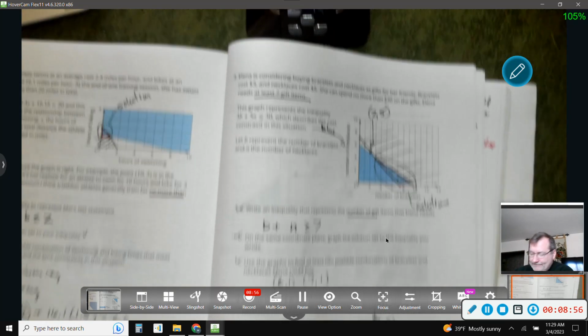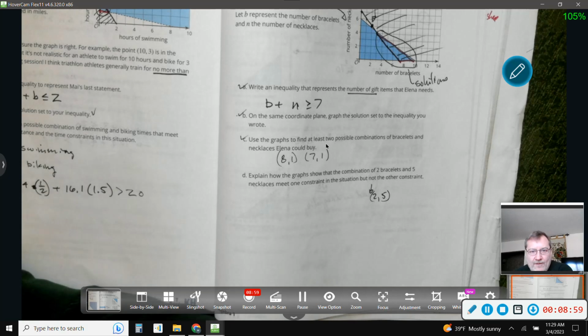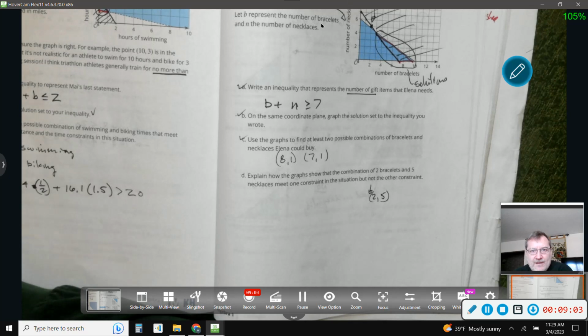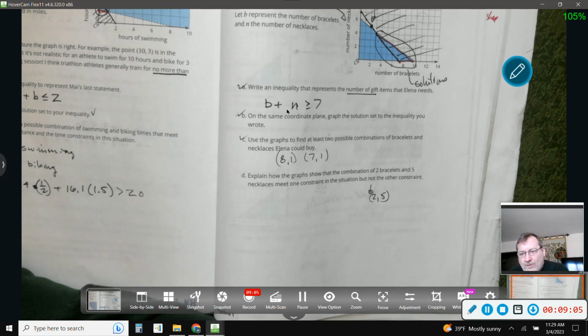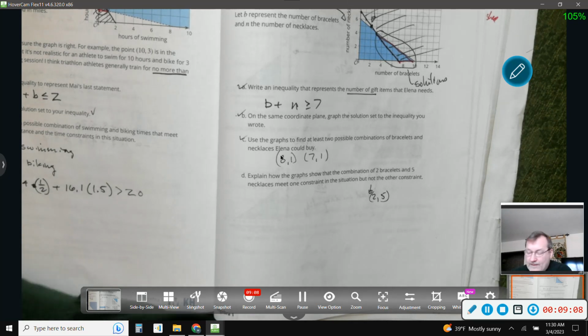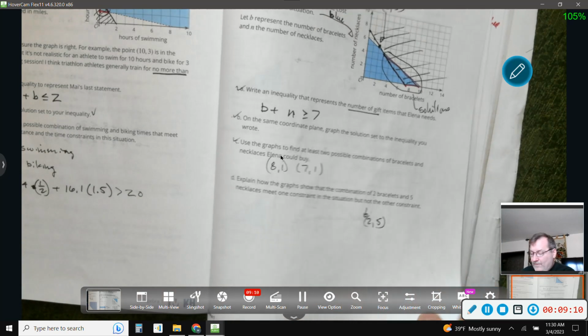No luck. And you can do that graphically, or you could actually put it into your equations. 2 and 5 do make 7, but it's not going to make your requirements on the cost. So you're out of luck there. Moving on to the next page.